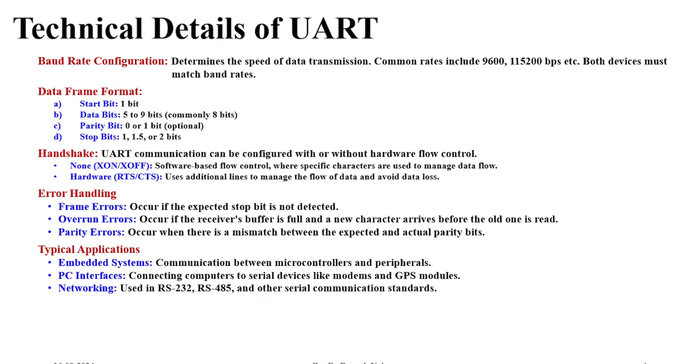Typical applications involve embedded systems, PC or computer interfacing and networking. In networking, we generally use the RS-232 and RS-485 communication standards, which are basically controlled by UART.